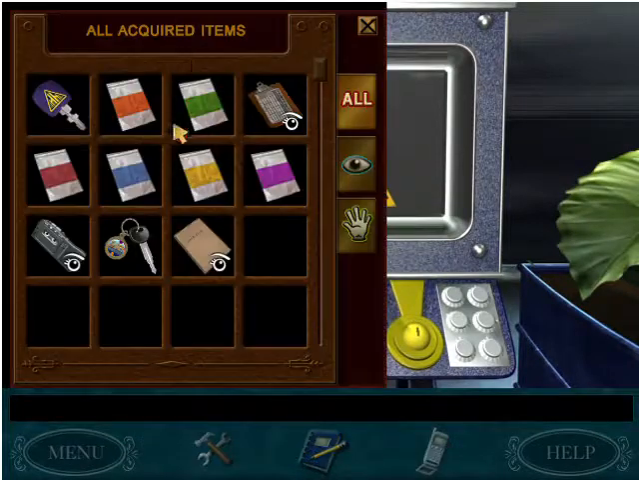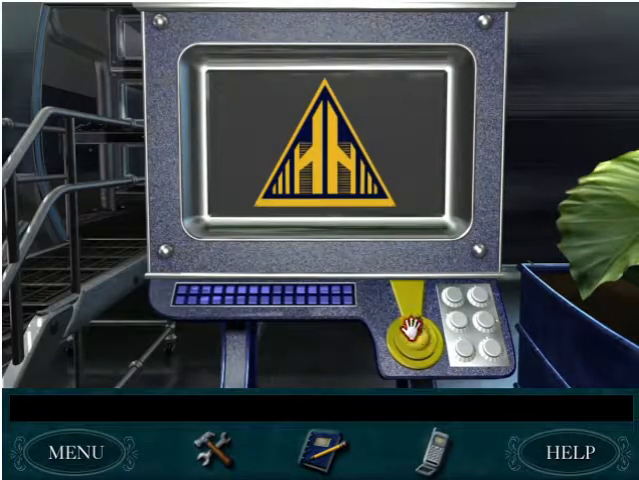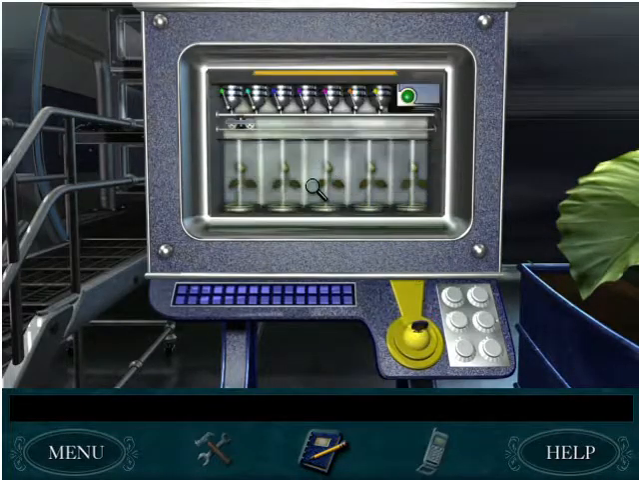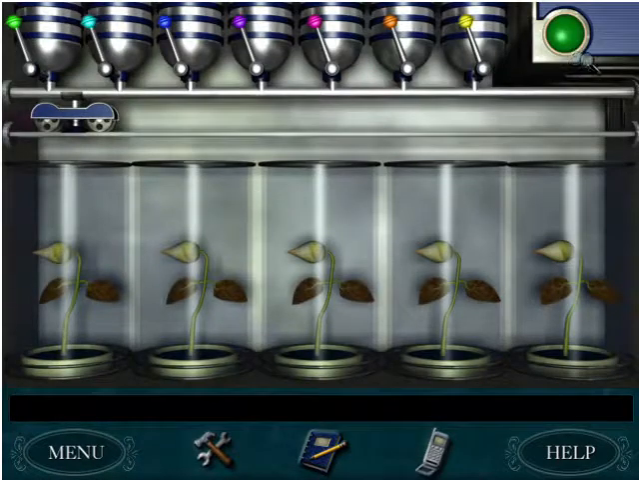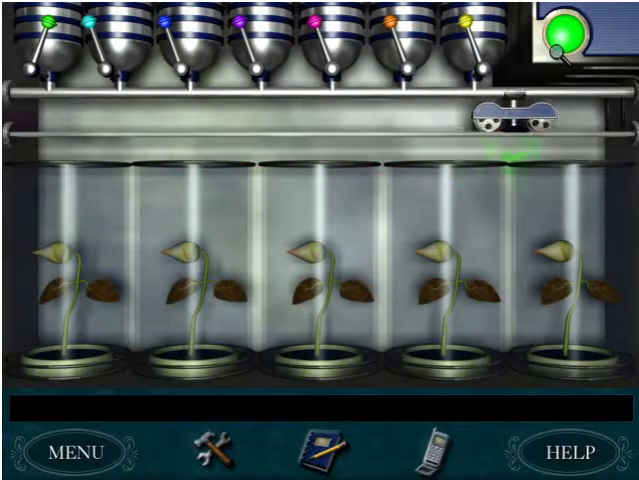We need the key that he gave us. Put it in there. Voila. Okay, so the key for this puzzle is to pull these little color levers and see which ones help the plants and which ones don't. And you can only do one at a time. I like to start kind of at the beginning and go down the line to see what happens.